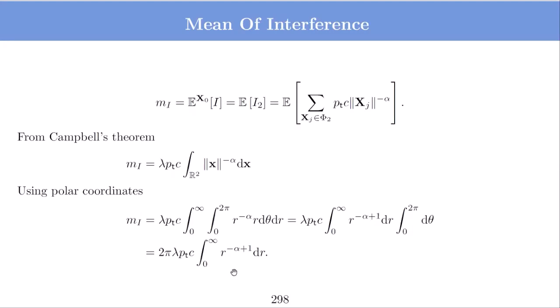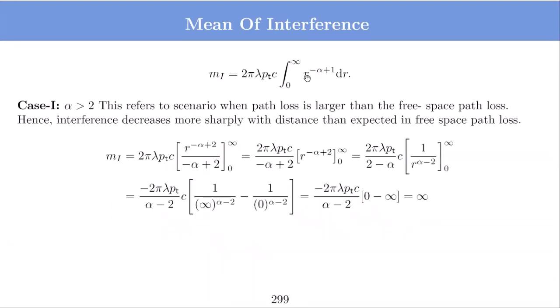This can be solved, but to know that I need to know the value of alpha, right? Because if alpha is high, this will be a negative coefficient. If alpha is less, it will be a positive coefficient. If alpha is 2, this will be just 0, right? So it actually depends on alpha. So let's take one case, alpha is more than 2.